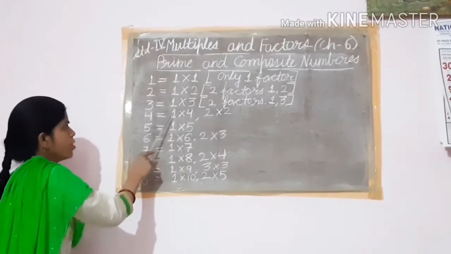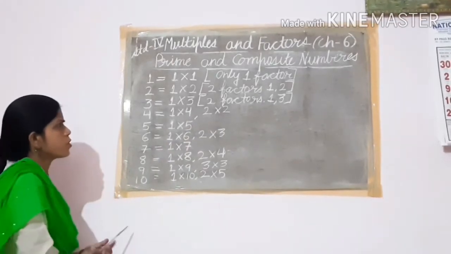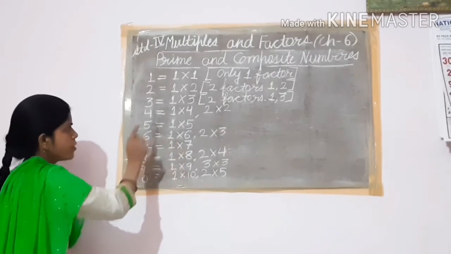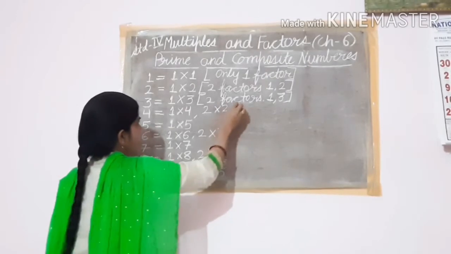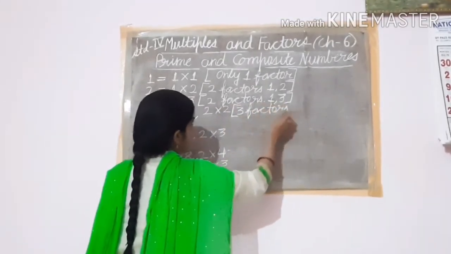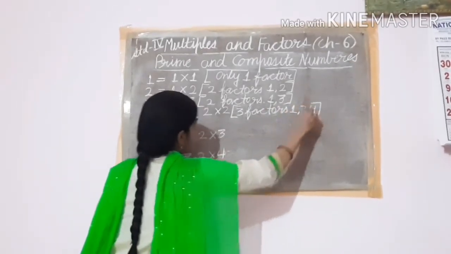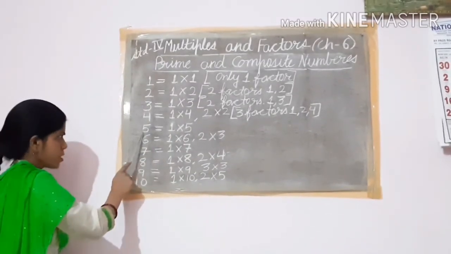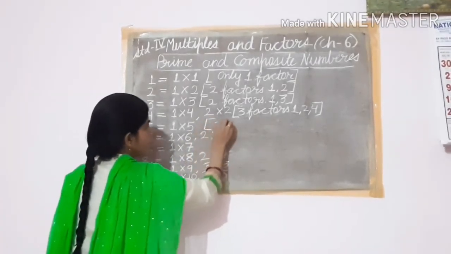Next 4. 1 four is 4 and then 2 twos are 4. So here total number of factors are 3: 1, 2 and 4. So the natural number 4 has 3 factors. Next 5. 1 five is 5. 5 also has only 2 factors.